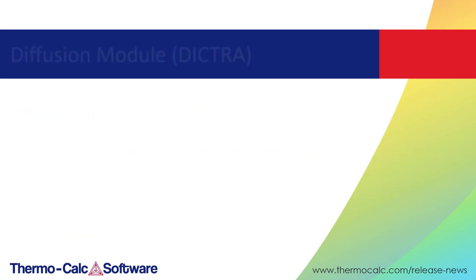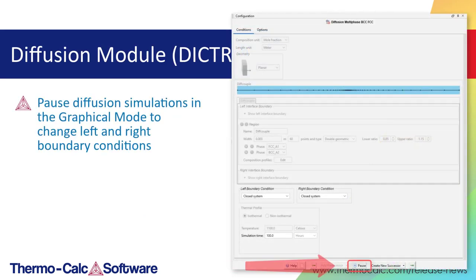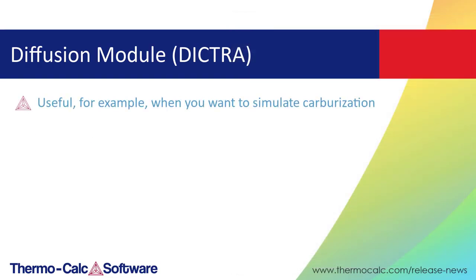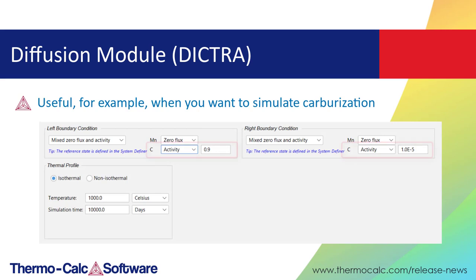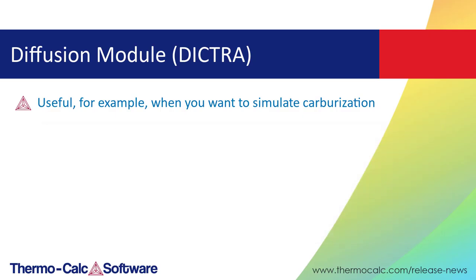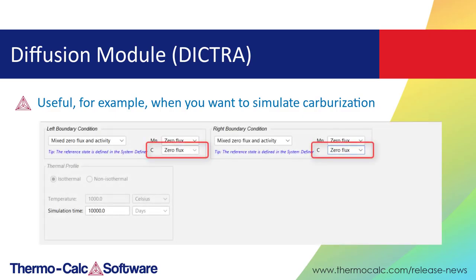Users can now pause Diffusion module DICTRA simulations in the graphical mode to change left and right boundary conditions, then continue with the calculation. This is useful, for example, when you want to simulate carburization, because it is common to first have a step with high carbon activity in the furnace for the actual carburization, and then lower it and allow the carbon in the specimen to diffuse without further increased carbon content.